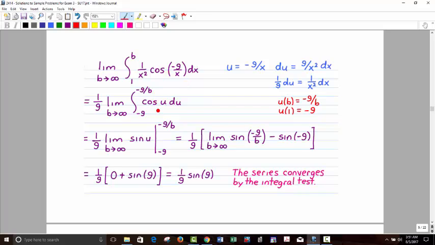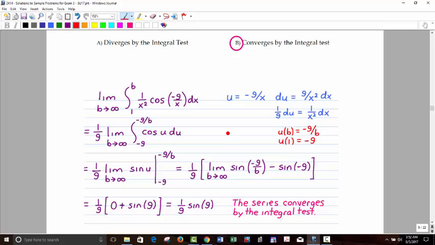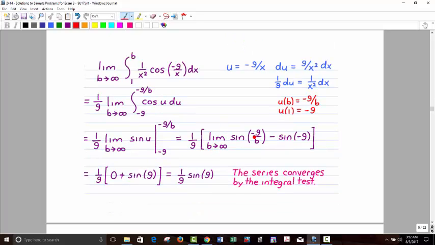So we basically just have cos of u du, which the antiderivative of that will be sine. We put in negative 9 over b and negative 9. And the key here is the limit. The sine of negative 9 radians, that's fine. That's a real number. We have to get a calculator to figure out what it is, but we don't care. We're just looking to see if it converges, not what it converges to. The key here is what the limit does. As b goes to infinity, that will go to 0, and sine of 0 will be 0.